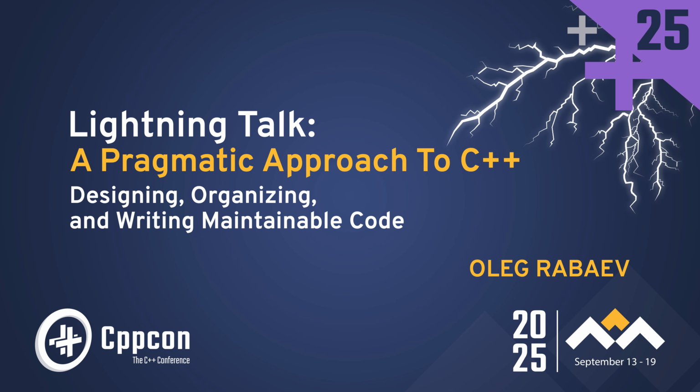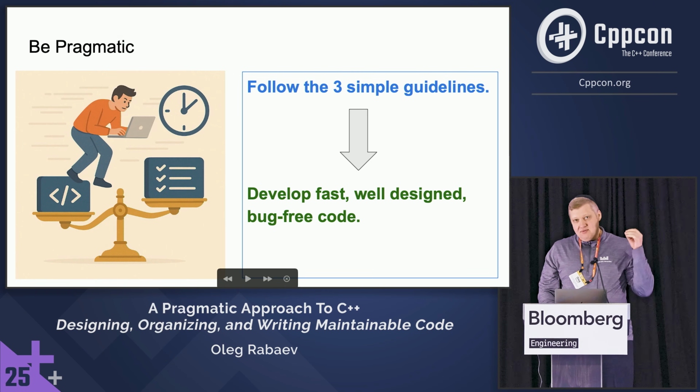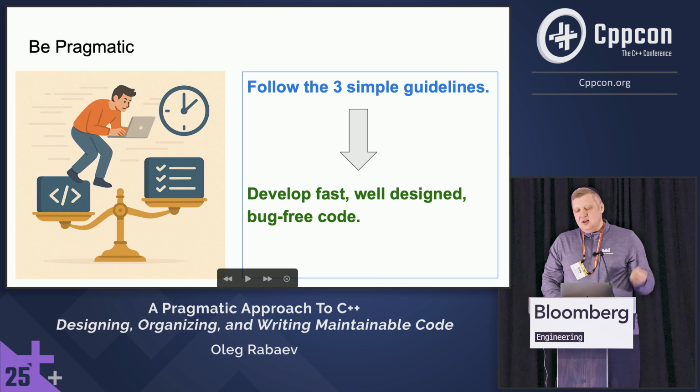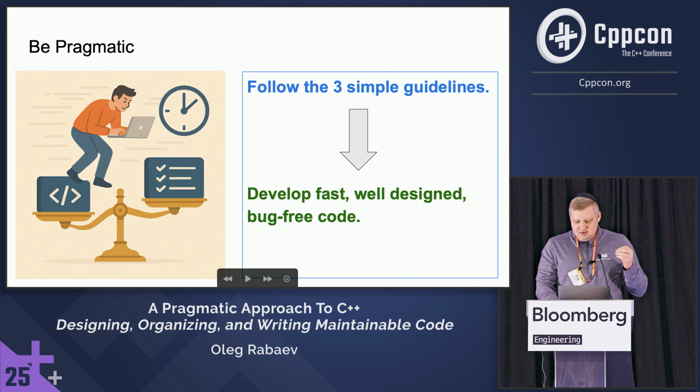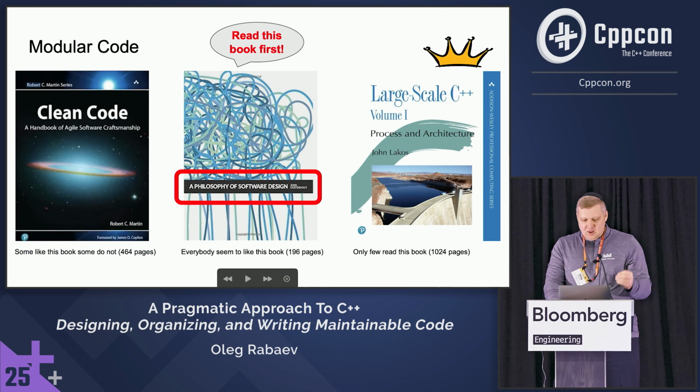Disclaimer. My primary responsibility as a software engineer is to deliver functionality on time, write maintainable code that is fast and bug-free. How do I do it? Here are the 3 guidelines. So some reading material, right? The 3 guidelines are: code should be modular, there should be no cycles, and you should write unit tests.